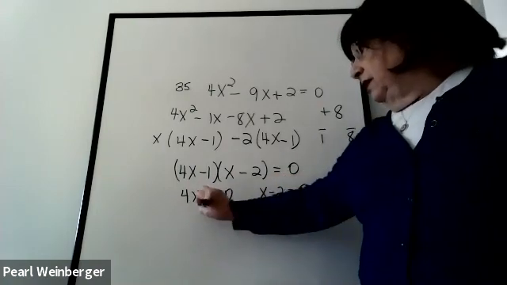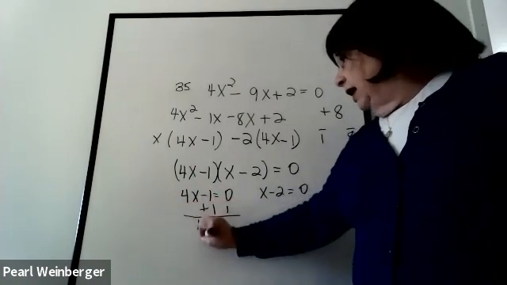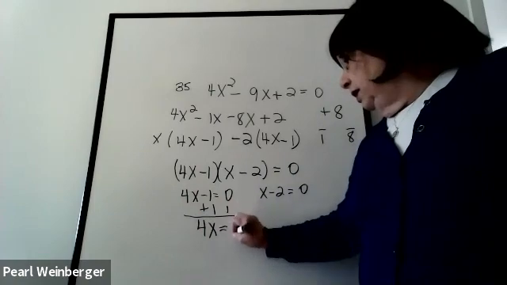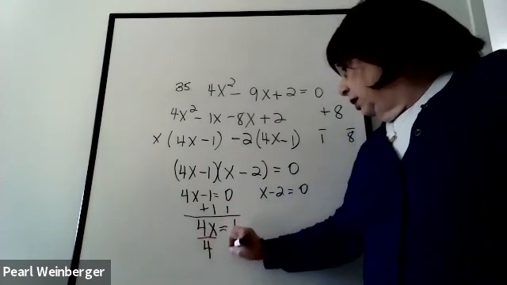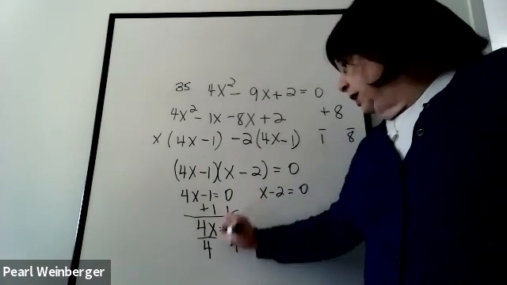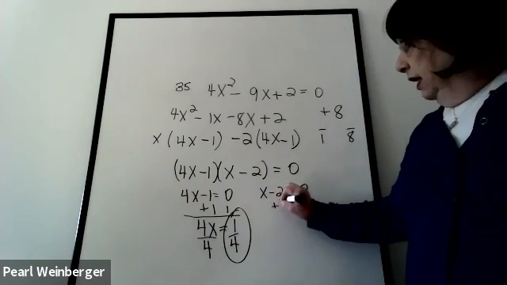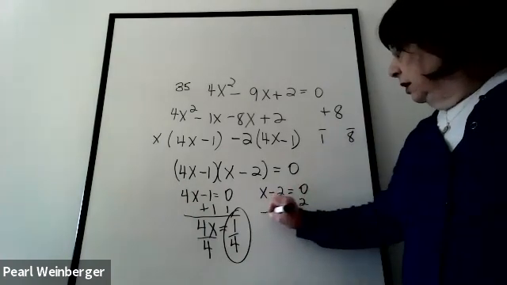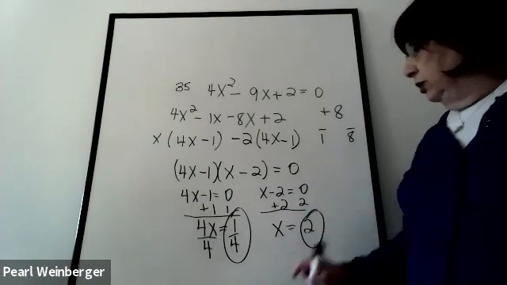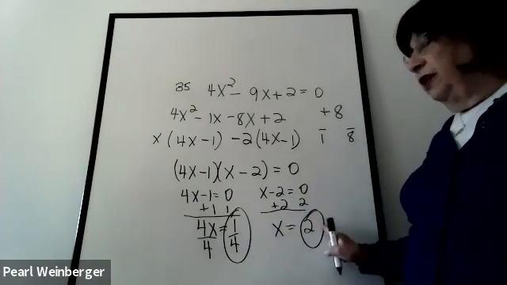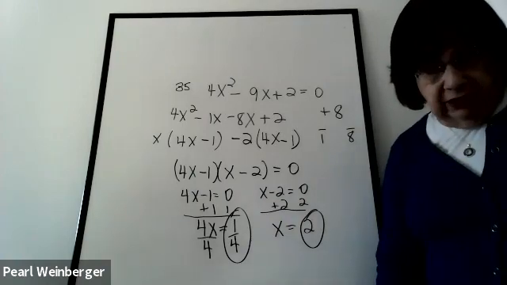Now solving this, I have to add 1 to both sides. So that'll give me 4x equals 1. And to get what x is, I have to divide by 4. So one answer is going to be 1/4. Here I'm going to add 2 to both sides. And this will give me x equals 2. So my second answer is 2. So my answers are 1/4 and 2. That's the solution to this example.